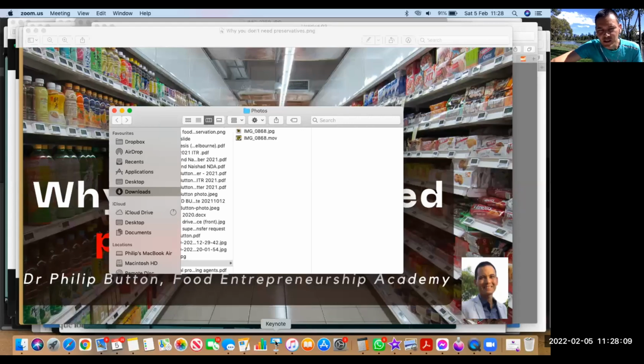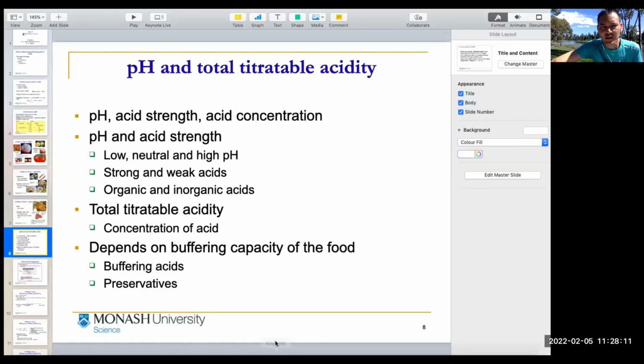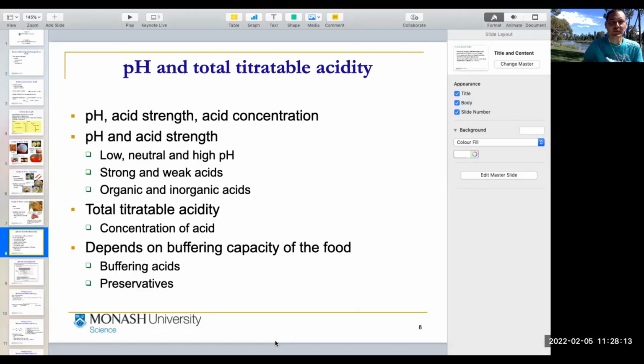We shall get underway. So here we are. What I want to go through are really these three concepts that I've got at the top here: pH, acid strength, and acid concentration.